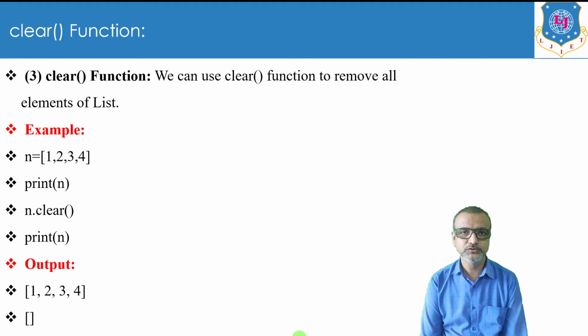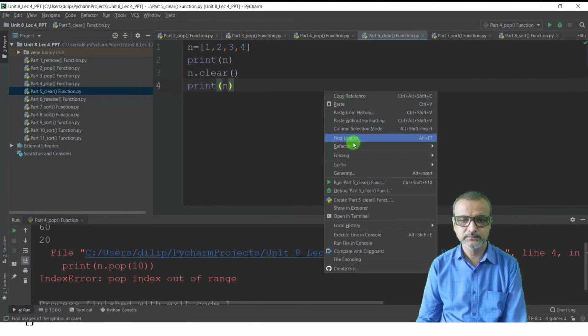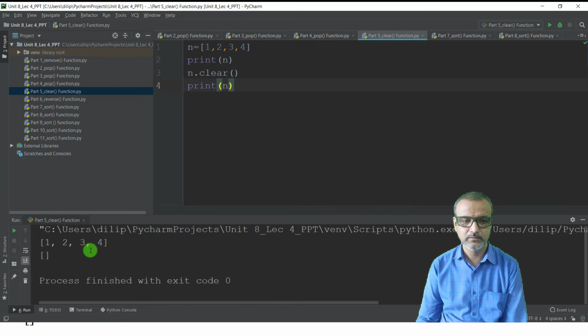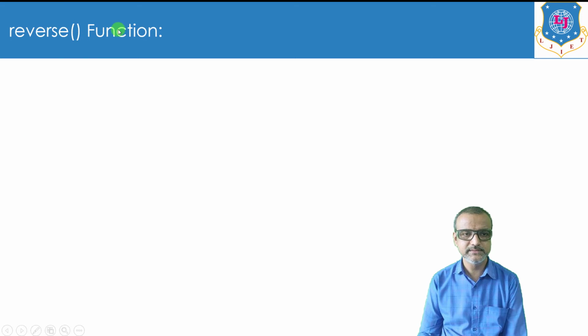Now I will show you the output of this same program in PyCharm. See, I have written the same program for you. I will just run this program. Just click on this run button. You can see the output. For first print n statement we have 1, 2, 3 as output, and for second print n statement we have an empty list.